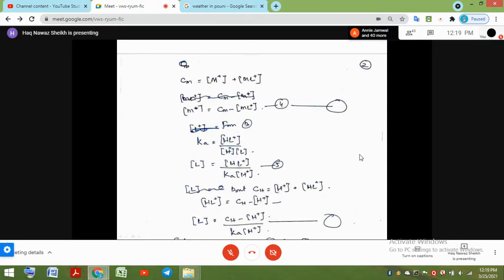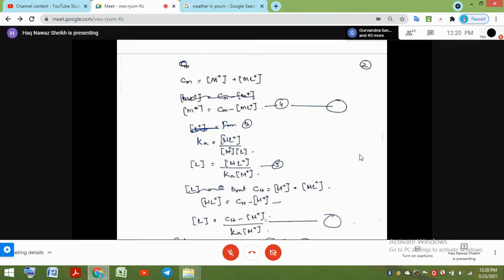This is the association constant, association of the ligand. Then ultimately we express L, the free ligand concentration, equal to CH. It is again the concentration of the acid we added initially minus H positive. How many H positives are there in this solution in the equilibrium solution?